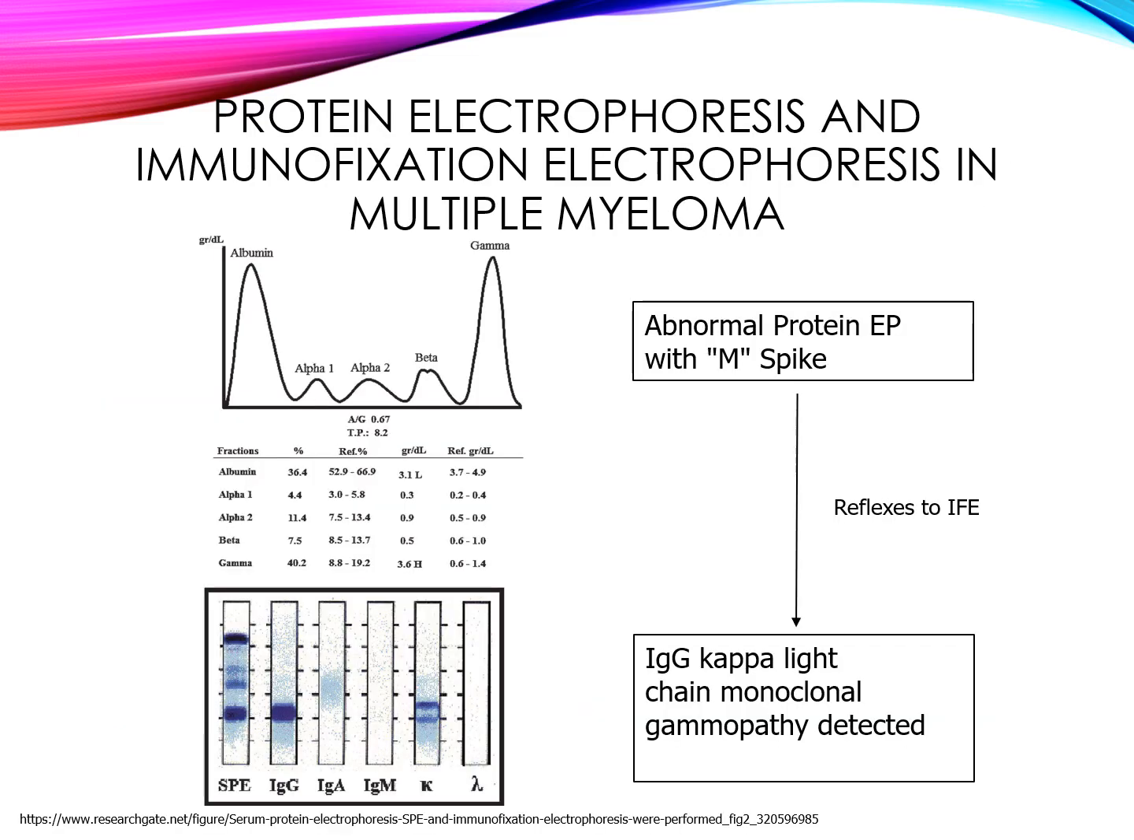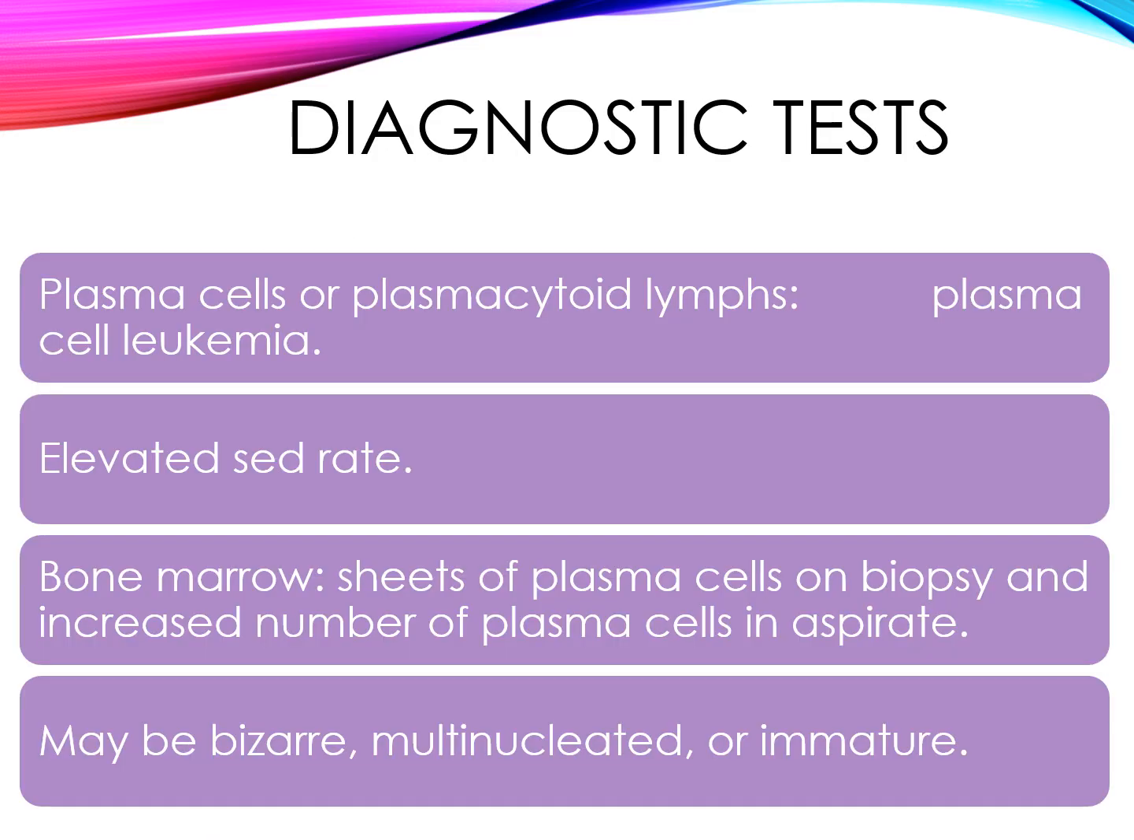Okay, so if we do have an M spike, that is going to cause us to move forward with our immunofixation electrophoresis. And we're going to be looking at those light chain populations to see what kind of monoclonal gammopathies are present. So some other diagnostic tests we might use.